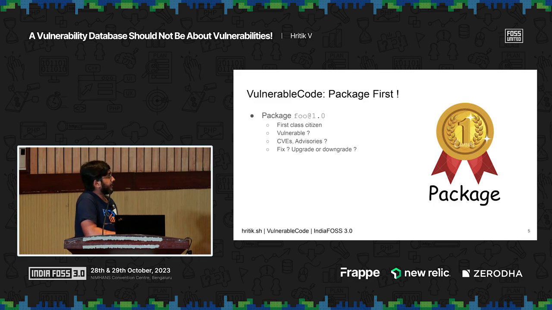So what do we do in the case of vulnerable code? How is our database different from other existing databases? We have packages as first-class citizens, not vulnerabilities. So what you ask is, I have this package, foo, at version 1. Now tell me how many vulnerabilities are there in this particular package. Don't tell me there is a new CVE-1234 and then I have to find out the packages that it is affecting. Give me the package, right? And give me a direct mapping from package to vulnerability.